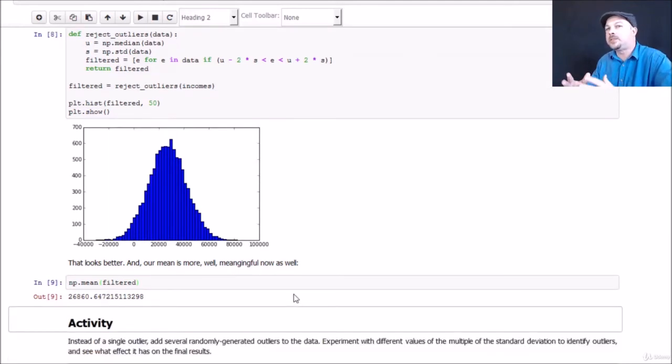So if you want to play around with this, just fiddle around with it like I normally ask you to do. Try different multiples of the standard deviation. Try adding in more outliers. Try adding in outliers that aren't quite as outlier-ish as Donald Trump. Just fabricate some extra fake data there and play around with it. See if you can identify those people successfully. So there you have it. Outliers. Pretty simple concept.